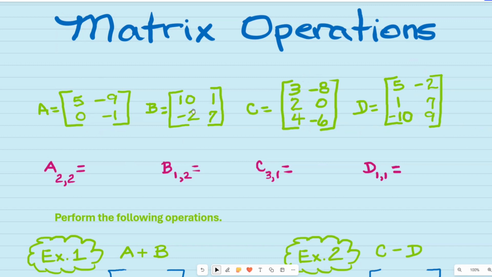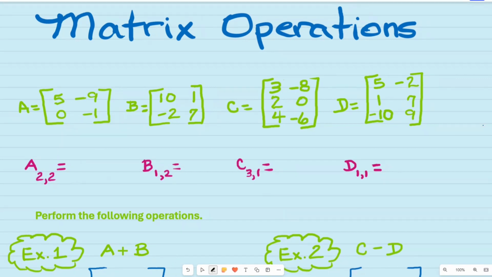Now, sometimes you're asked to identify an element. The numbers inside are known as elements. When you're reading that, the first number is telling you the row that you're looking for, and the second one is your column. So for matrix A, the second row, the second column, your answer is -1. If you go to B, it's saying go to the first row, second column, the element is 1. For C, go to the third row and the first column, that element is 4. And finally for D, go to the first row, first column, and that element is 5.